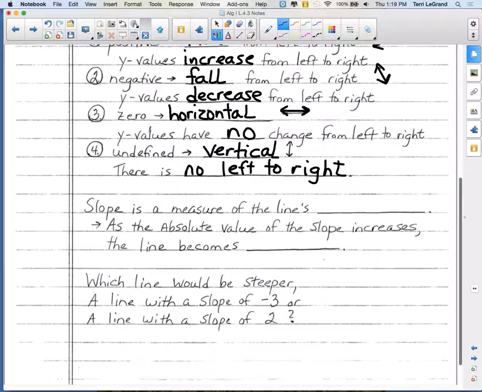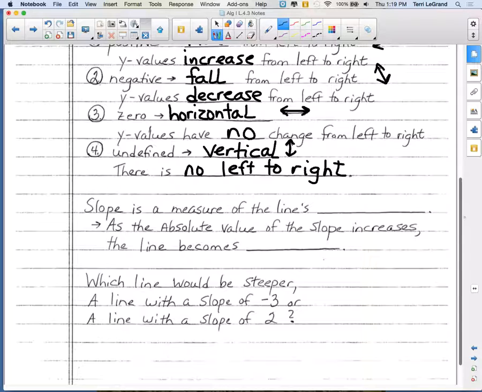Does anybody's calculator let you divide by zero? Okay, it shouldn't. If it does, get rid of it, ask for a new one for Christmas, because it should not divide by zero. It should end up error or undefined. It should say something like that. So when we have a vertical line, we talk about it not even having slope.